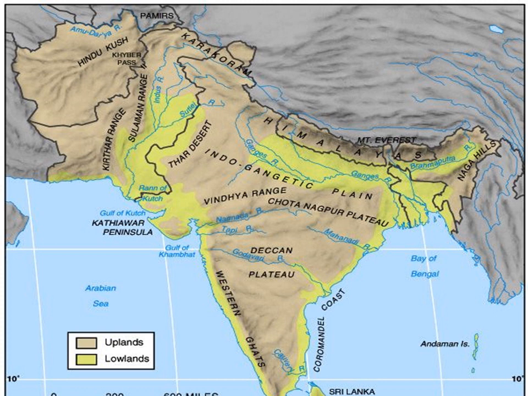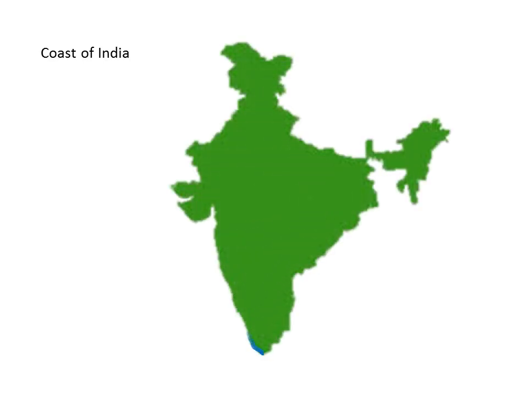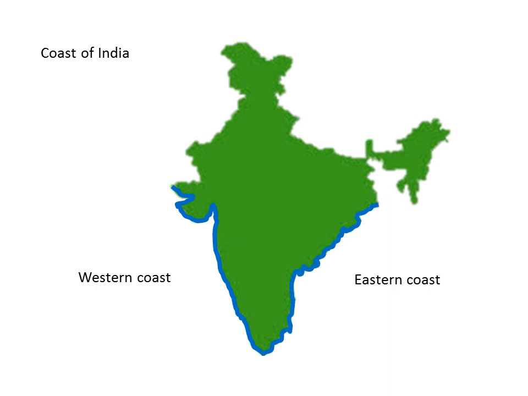Now, let's move towards the coastal plains. The Deccan Plateau is surrounded by a narrow coastal plain towards the west called the Western Coastal Plain and towards the east known as the Eastern Coastal Plain. These plains stretch along the coast for about 6,000 kilometers from Gujarat in the west up to West Bengal in the east. They meet at Kanyakumari.